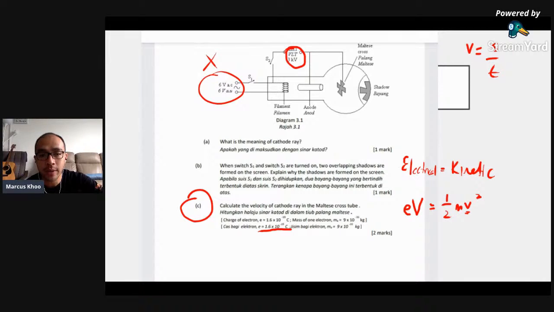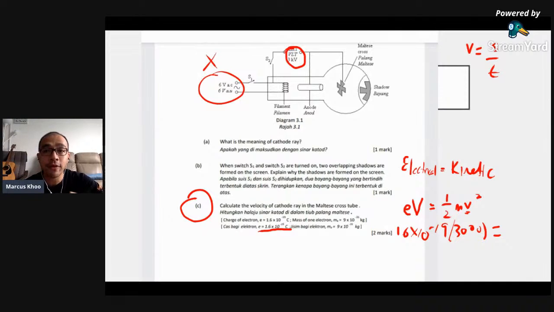So over here we have 1.6 times 10 to the power negative 19 times 3000 equals half times the mass of one electron times v squared, then you can find v. By now, you should know this formula: it is the formula for kinetic energy, half mv squared. It's only this that you might have forgotten, so I purposely wanted to mention this so that you don't forget. It's very simple: electrical energy is eV.